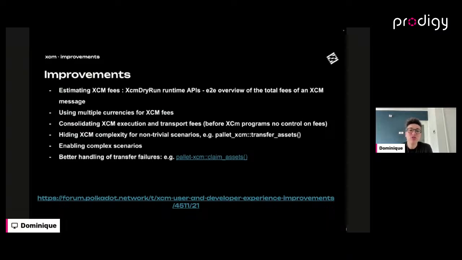Hiding XCM complexity for non-trivial scenarios. That's really useful, I think, and worth mentioning here because you can use that. It's a call, like an extrinsic in pallet XCM. Well, that's an example. I think they mentioned some other calls in the forum post, but I chose to put this one. When you're building something, you can use it. So instead of having different instructions, you can use this call, and it abstracts all the complexity for what you want to do. Highly recommend to check that, it's a great addition.